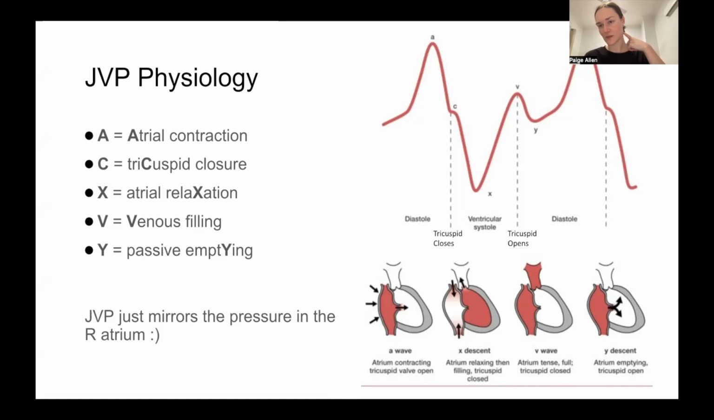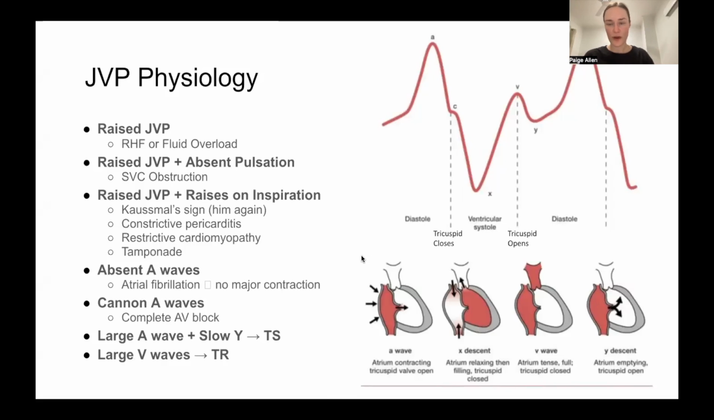And then the next phase is going to be your V. So that's when all the blood is filling into the right atrium. So at that point, pressure is slowly rising again. And then Y is when you start to get the valves opening to empty the atrium, but it hasn't quite had that contraction. So that's why you get a slight decrease, because a little bit of blood's going to come out when the valves open. And then, of course, we go back up to A when you get that contraction.